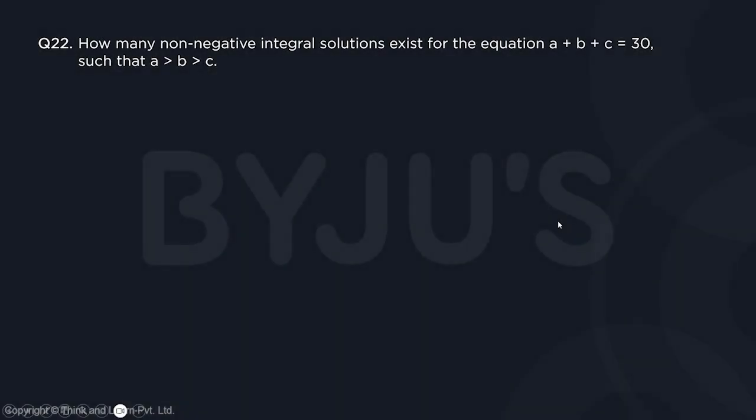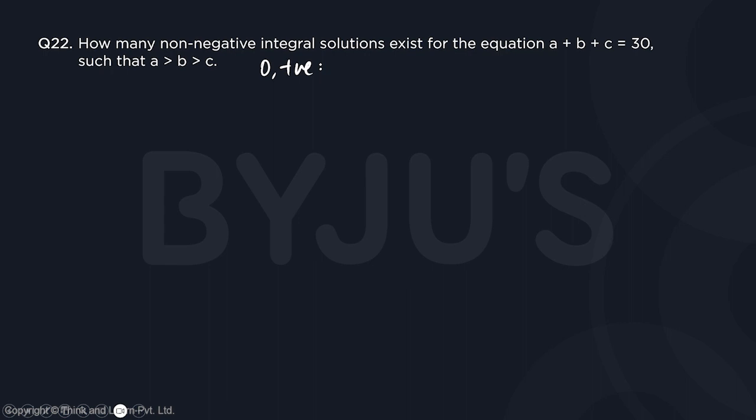Question number 22. How many non-negative integral solutions exist for the equation a plus b plus c is equal to 30 such that a is greater than b greater than c? Now, when we are talking about non-negative integral solutions, we are talking about 0 and positive integral solutions. So 0 is allowed.